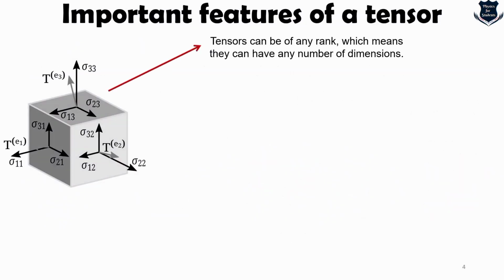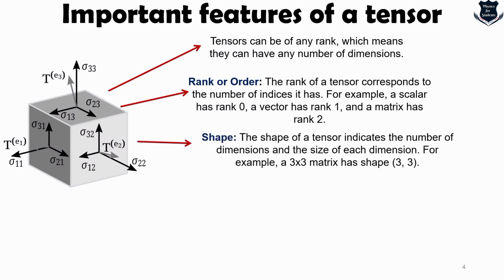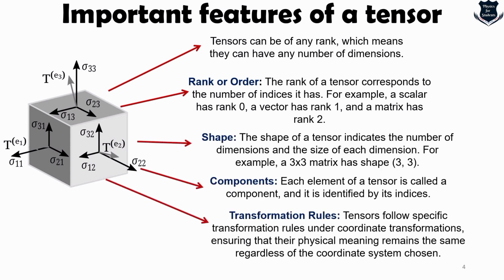The second thing we saw is that there are certain important features which make tensors very important. Among those, first was that it has a rank or order, it also has a shape, it has different types of components, and most importantly it has transformation rules, and we are going to explore what those transformation rules are and how we can mathematically derive and show it. So these are a few important features of a tensor.